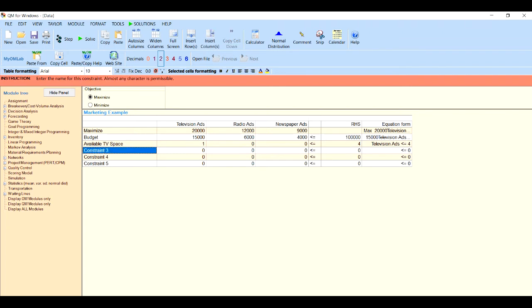Constraint number 3, we know that we're limited to 10 radio commercials. So available radio space. We indicate that again by putting the number 1 here, less than or equal to 10. Again, any combination of advertisements where radio is less than 10 is a viable solution. Any combination where radio is more than 10 is not a viable solution. That's what we've indicated here.